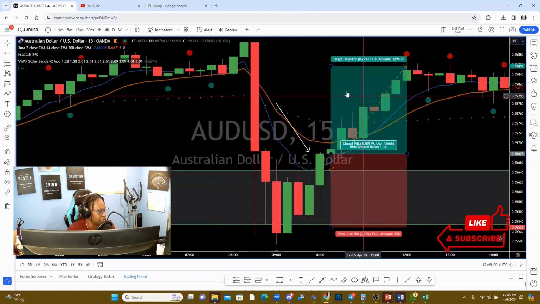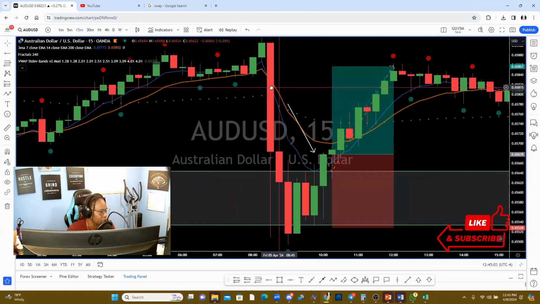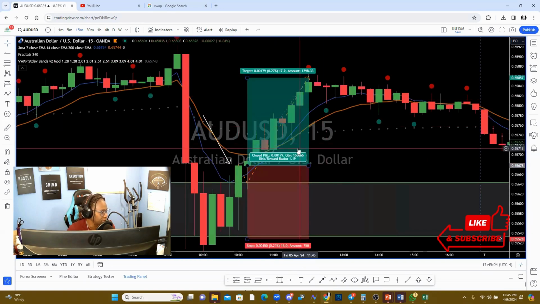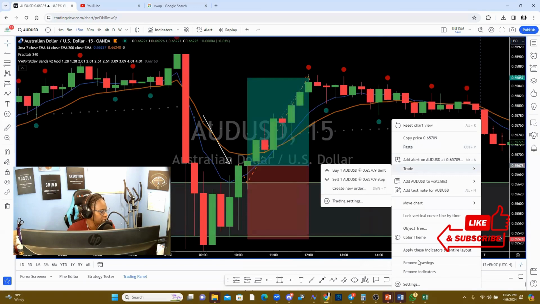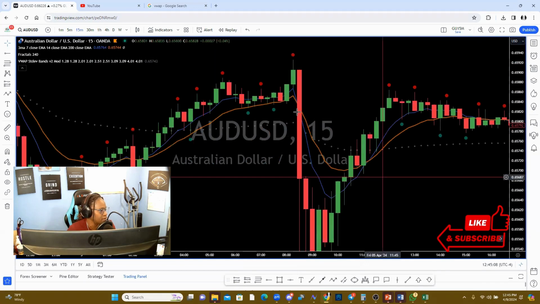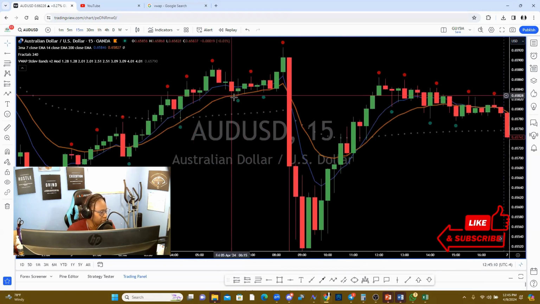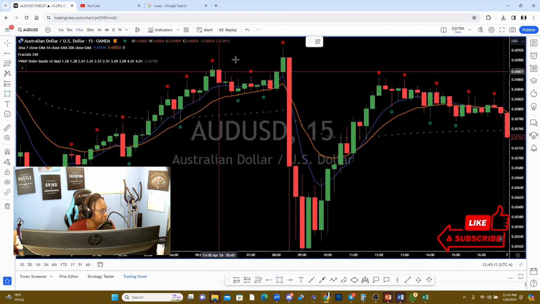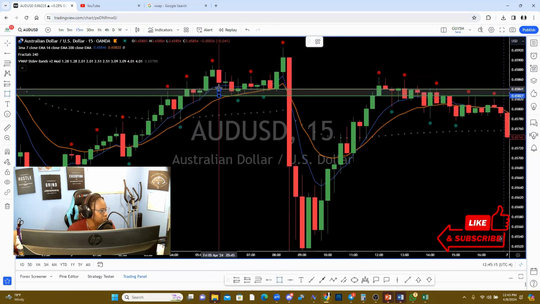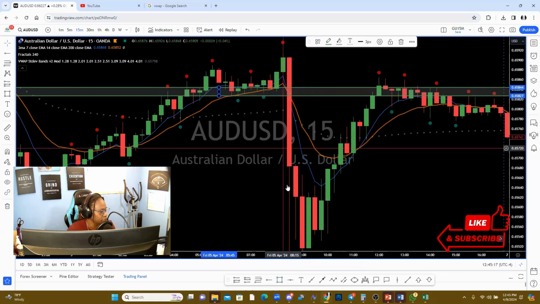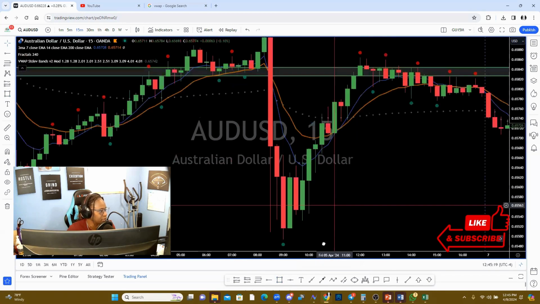All right, let me give you another example. Moving all these drawings. Right. So let us take a break and retest trade over here. Price created structure, broke through structure, right? And it's coming back into retest.